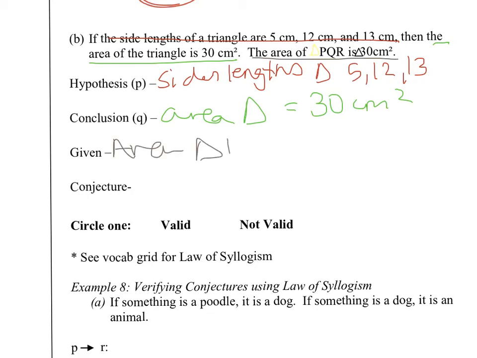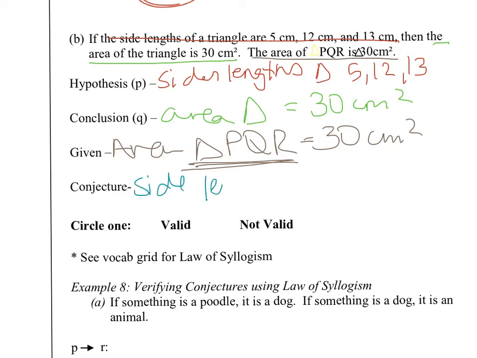Area of triangle PQR is 30 centimeters squared. Now, this is a specific statement because we're talking about a particular triangle PQR. It's not general anymore. It's specific. So, the statement that they are trying to get me to write would be the side lengths of triangle PQR are 5, 12, 13.